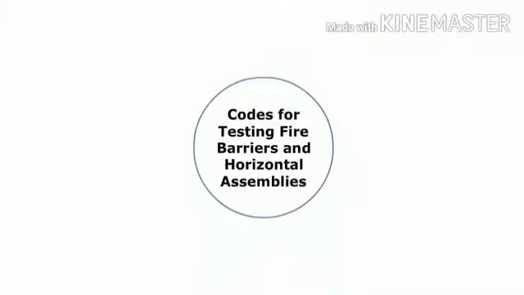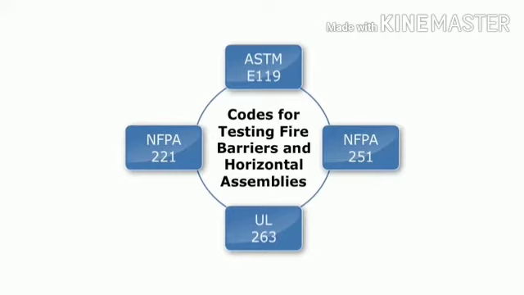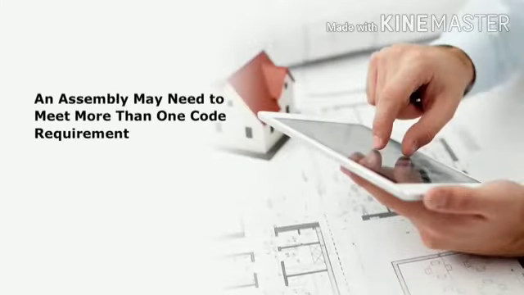Depending on the codes, fire barriers and horizontal assemblies are tested using ASTM E119, Standard Test Methods for Fire Tests of Building Construction and Materials, NFPA 251, Standard Methods of Tests of Fire Resistance of Building Construction and Materials, or UL 263, Standard for Fire Tests of Building Construction and Materials, depending on the code. They may also be required to pass NFPA 221, Standard for High Challenge Fire Walls, Fire Walls, and Fire Barrier Walls. Keep in mind that an assembly may need to meet more than one code requirement.